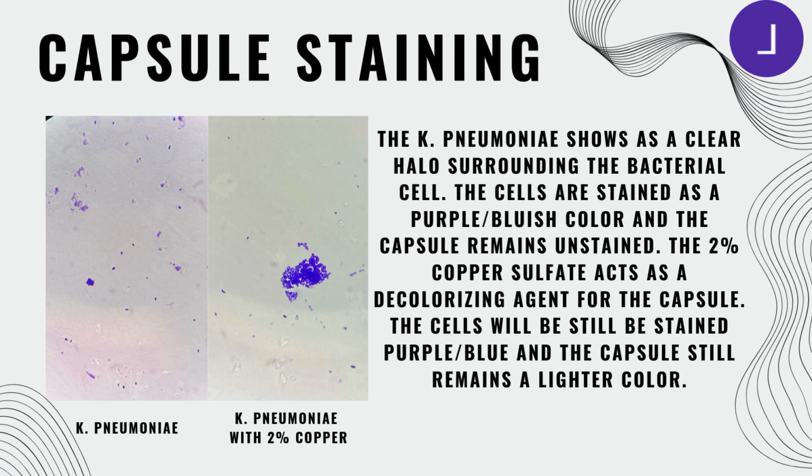and we didn't stop just with the regular process. We went a little bit over it, and on the same slide, we applied 2% copper sulfate, which works as a decolorizing agent for the capsule. The cells will be stained purple blue, and the capsule still remains a lighter color. That's why on the left side you cannot see the capsule shape that clearly, but on the right side you could see more of the shape of the bacterial cell capsule.